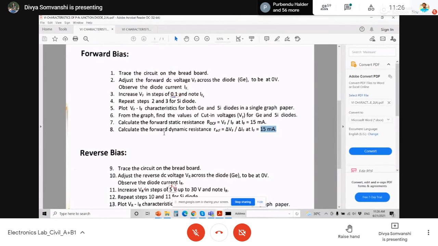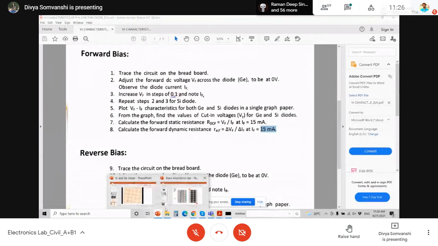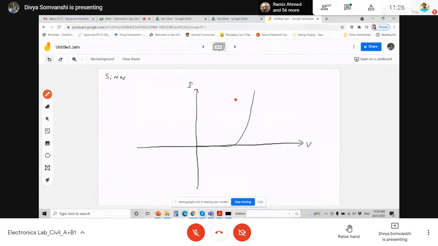Now, how do we determine the forward dynamic resistance at If equal to 15 milliampere? Simply, I will go and see. Suppose this is your IV characteristic and this is your 15 milliampere, right? With respect to 15 milliampere, you already know one voltage value. Suppose this voltage value is coming as 1.5 volt, or 1.2 volt, suppose.